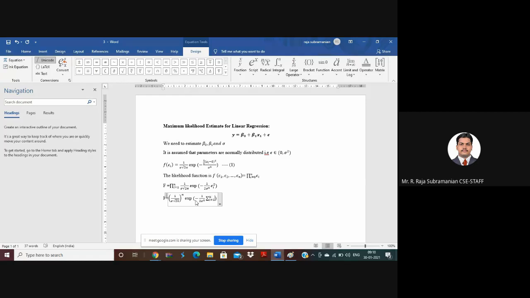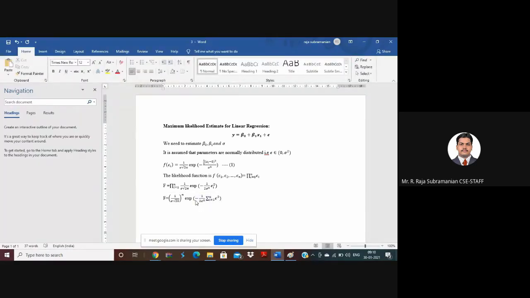So I can take this here and write it as minus 1 by 2 sigma squared, and similarly epsilon squared. So this was the term we are getting here: 1 by sigma root 2 pi the whole power n, exponent of minus 1 by 2 sigma squared, where the product term I turned into a summation term, right? So this is the intermediate term when I get this epsilon value.